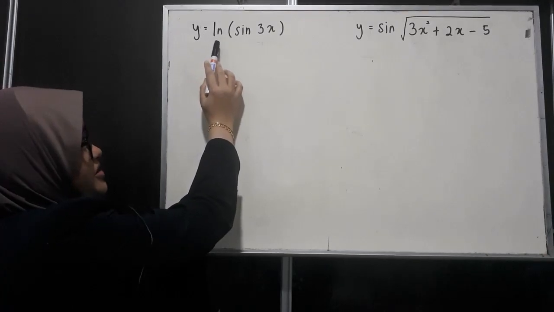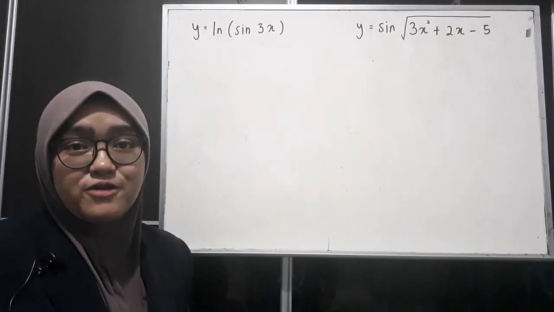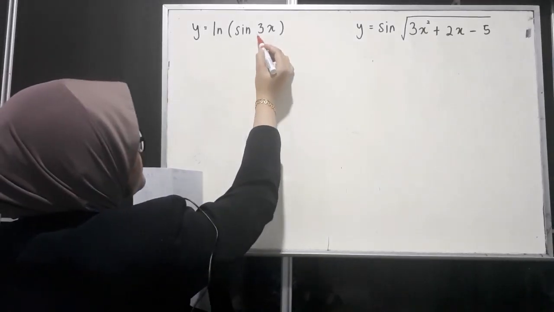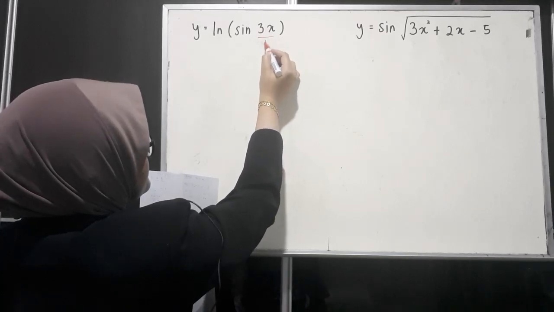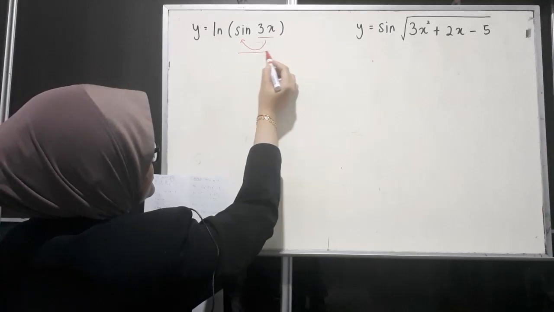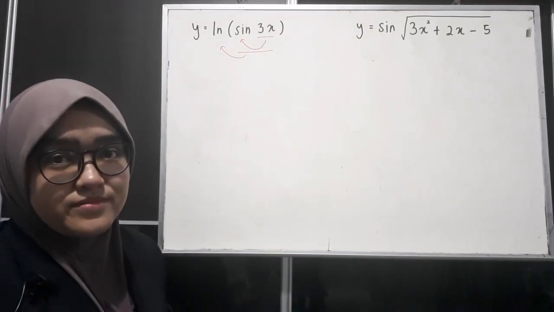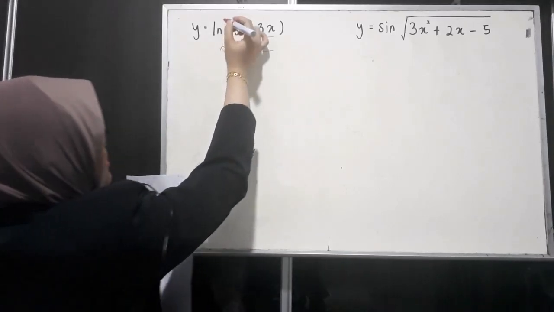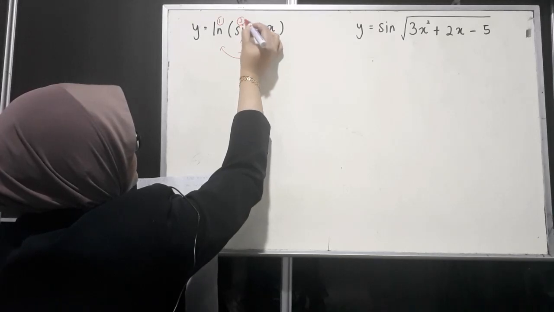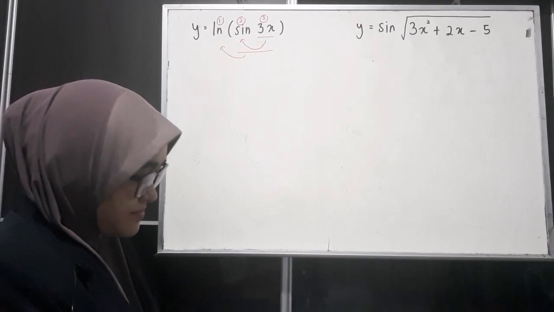Y equal ln sine 3x, which is the combination of three different functions. Function 3x is inside sine, and function sine 3x is inside ln. We will put ln as number 1, sine number 2, and 3x as number 3.